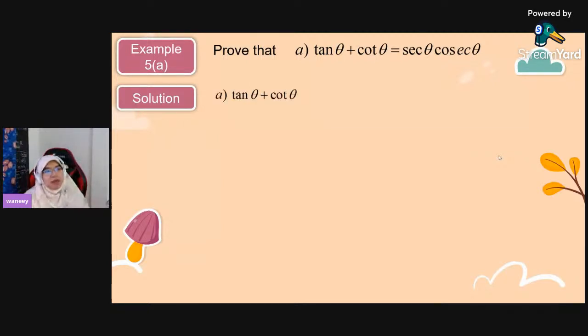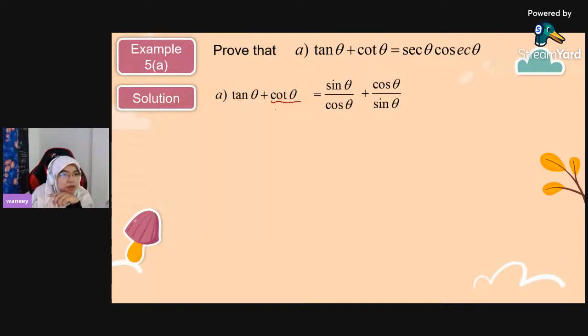What do you know about tangent theta as well as cotangent theta? Okay, so what do we know? We know that tangent theta is actually sine over cos. Cotangent is actually 1 over tangent. Therefore, they are cos over sine. So cotangent is 1 over tangent theta, and since tangent theta is sine over cos, therefore cotangent will become cos over sine.